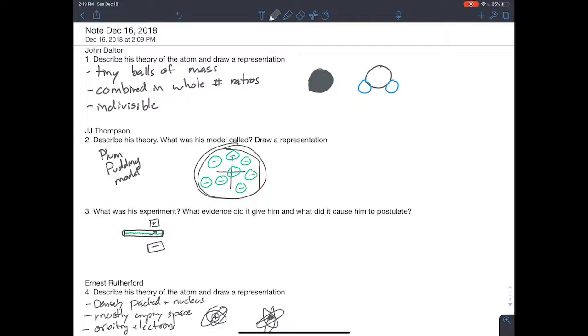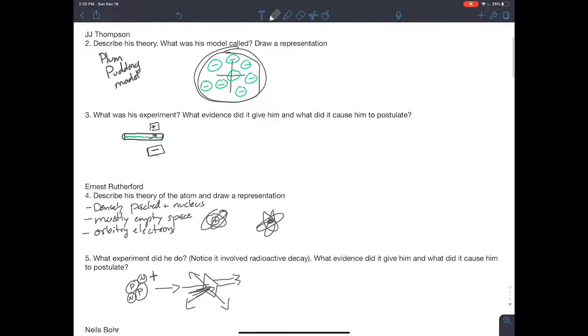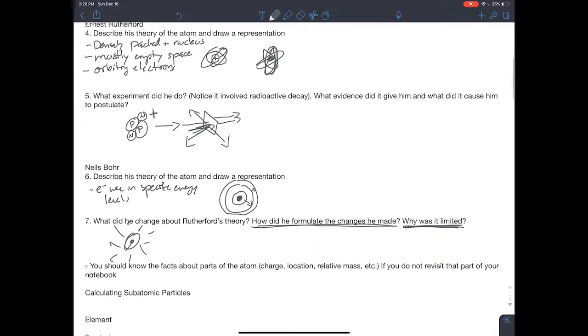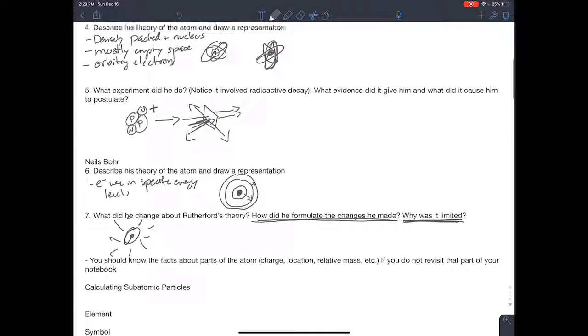So, atomic theory: Dalton, billiard ball; J.J. Thomson, plum pudding model, did the cathode ray tube experiment. Ernest Rutherford did the gold foil experiment, came up with the Rutherford model of the atom, which is an orbiting electron model, densely packed, positively charged nucleus. And then Niels Bohr advanced to Rutherford and said that electrons had to be in specific energy levels.